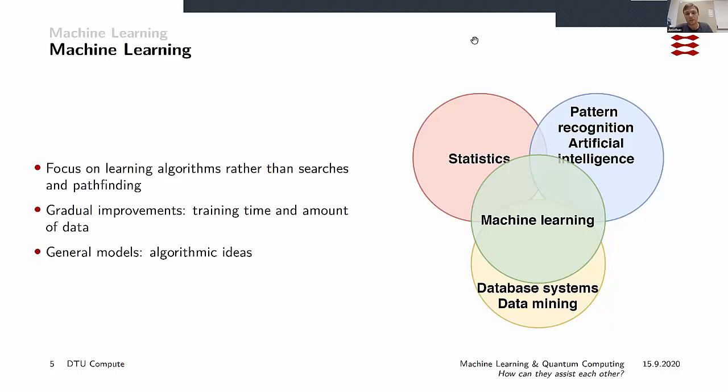So one way of seeing machine learning is in this interface between statistics, pattern recognition, AI, and data mining. But the idea is rather that you focus on learning algorithms, which is a different thing from search type algorithms and path finding. There's also this idea that in machine learning, you get gradual improvements as you see more and more data.